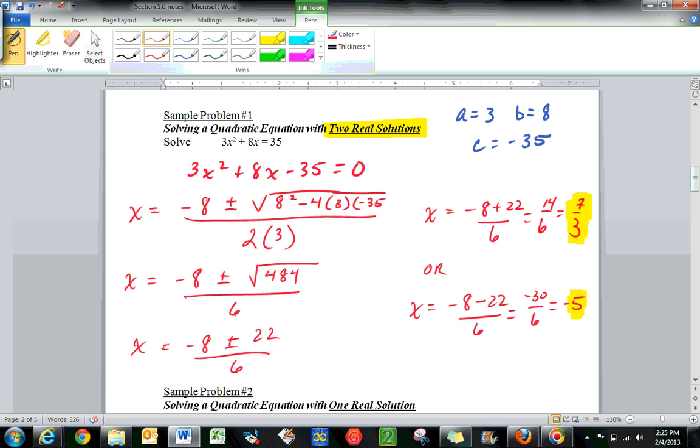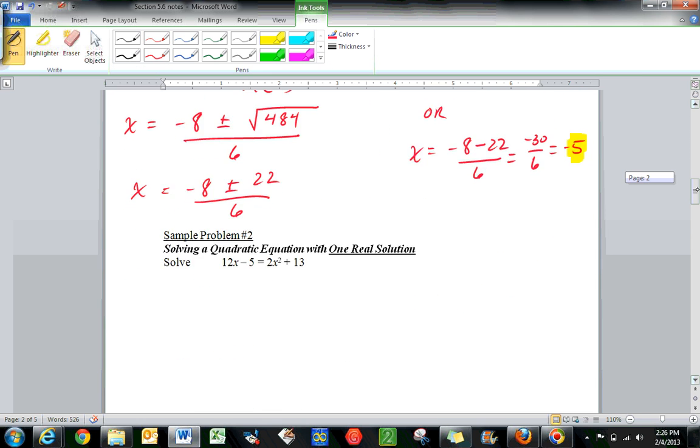So you can see here that both of the solutions were real numbers. Now we'll discuss later, as I said, in another video, how you can recognize what your solutions are going to look like. So let's move on to sample problem number 2 and see how that plays out.